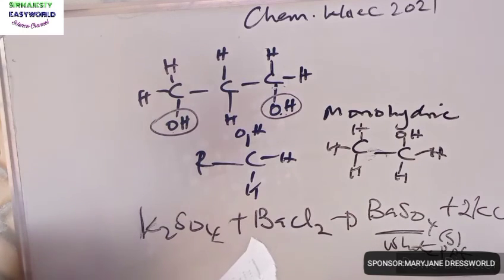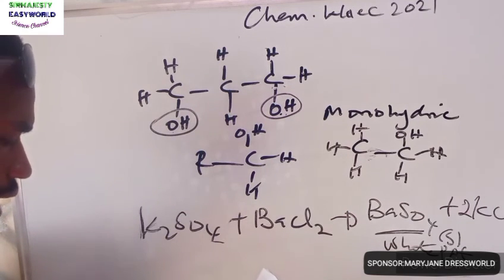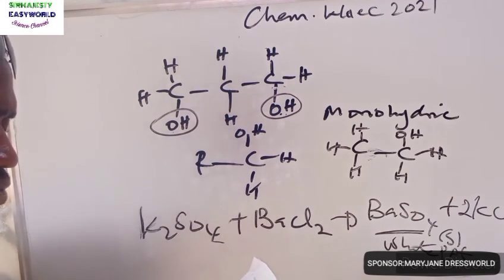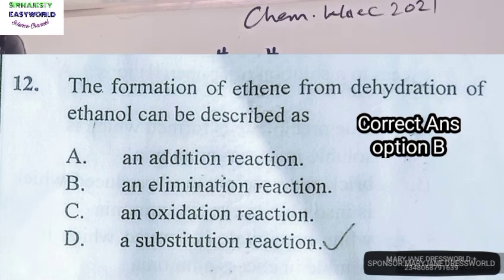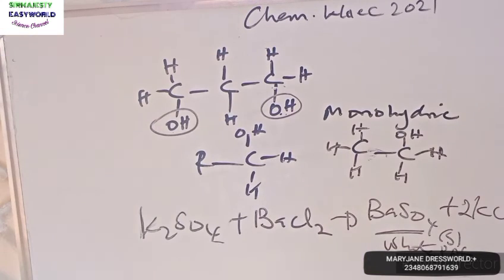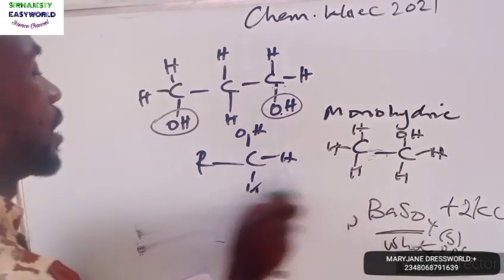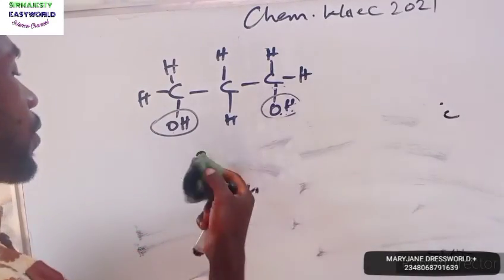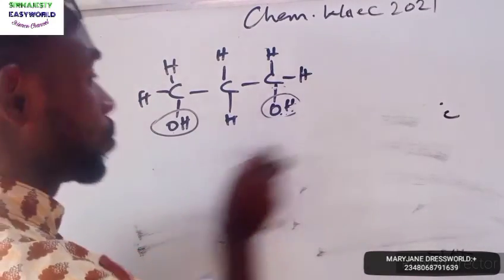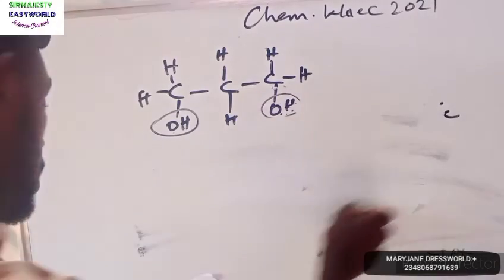Okay, then you see the answers to the graph. I don't have time for 9, 10, and 11, so I jump straight to number 12. The formation of ethene from the dehydration of ethanol can be described as... When ethene is formed from ethanol, it is actually dehydration, and in a dehydration reaction, there is elimination of water molecules. Therefore, we can take the answer to be elimination reaction.